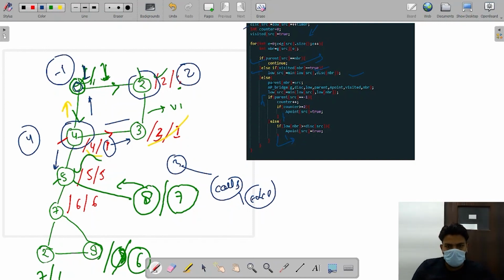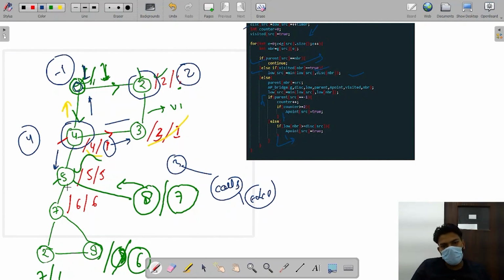Then we come out at this stage and run this loop again. We find that this will continue because this is not our parent. Then we come here, this neighbor is not visited, and we make SRC equal to true.